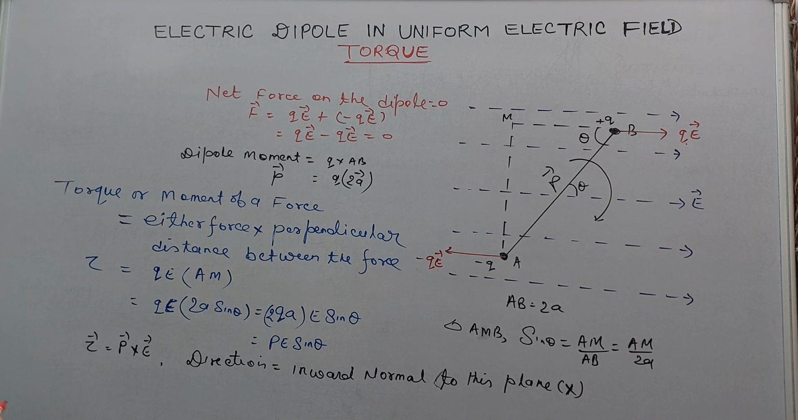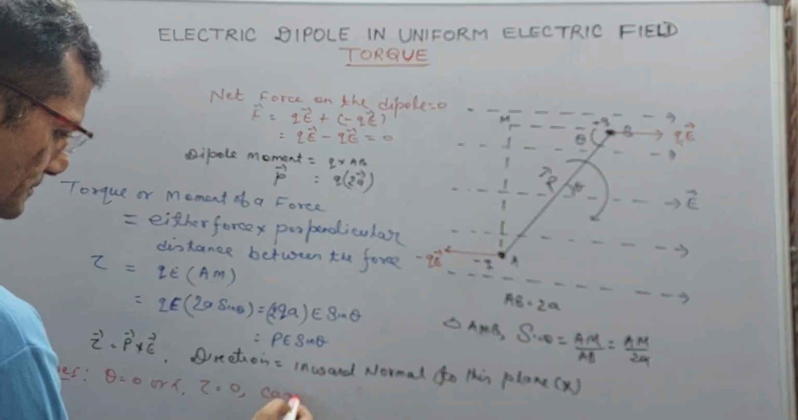Case number 1. The torque will be zero at two positions, at theta equal to 0 or pi. The torque will be 0. Torque is equal to 0. And second case, maximum torque will be at case number 2.